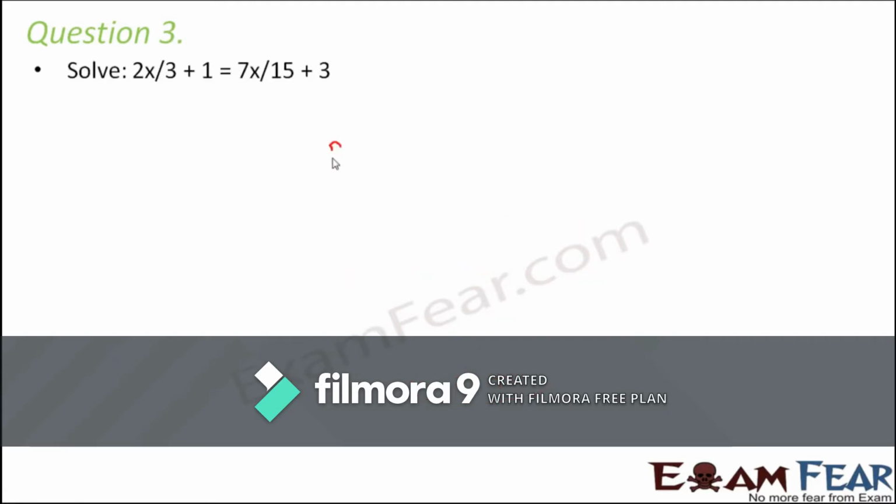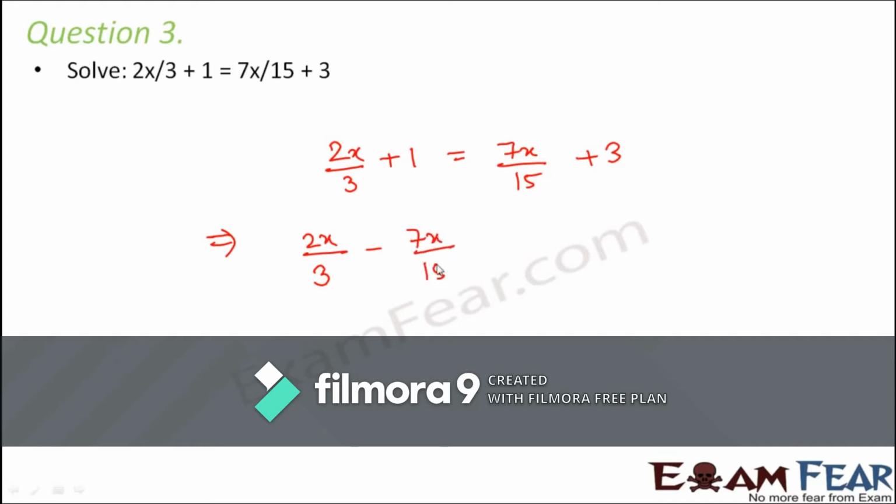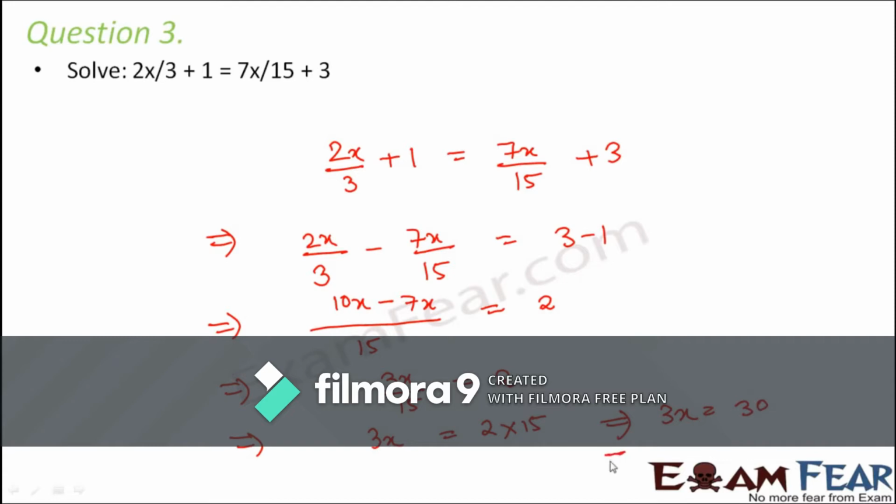Question number 3. Solve 2x/3 + 1 = 7x/15 + 3. Here again the same thing. Let's bring the terms with x on the left hand side. So it is 2x/3 - 7x/15 = 3 - 1. So here 3 and 15, the LCM would be 15. So this would be (10x - 7x)/15 and this would be equal to 2. So this is 3x/15 = 2, or we can say 3x = 2 × 15, or 3x = 30. Therefore we can say x = 30/3. So 3 tens are 30, so x = 10 would be a solution for this equation.